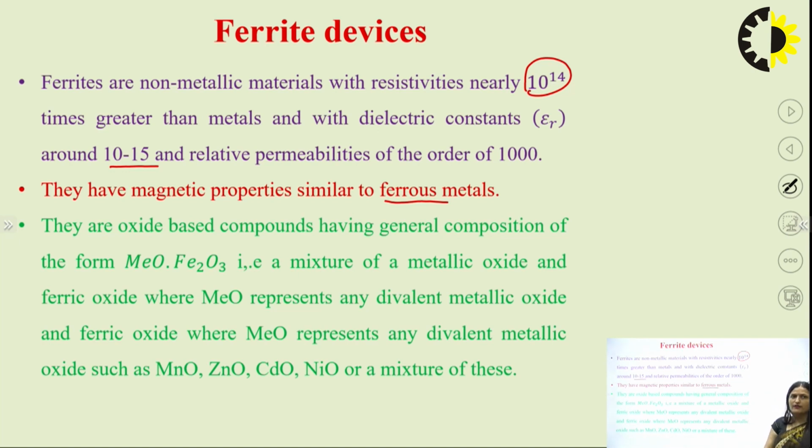They are oxides, a compound having the general composition of the form MO·Fe2O3, that is, a mixture of a metallic oxide and ferric oxide, where M represents any divalent metallic oxide such as MnO, ZnO, CdO, NiO or a mixture of these. It means we can use any type of MO-type material here.